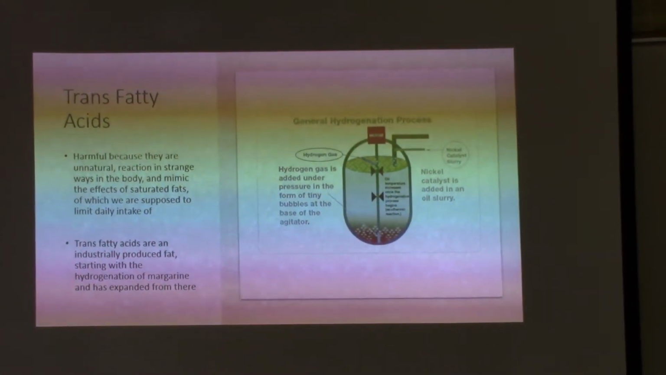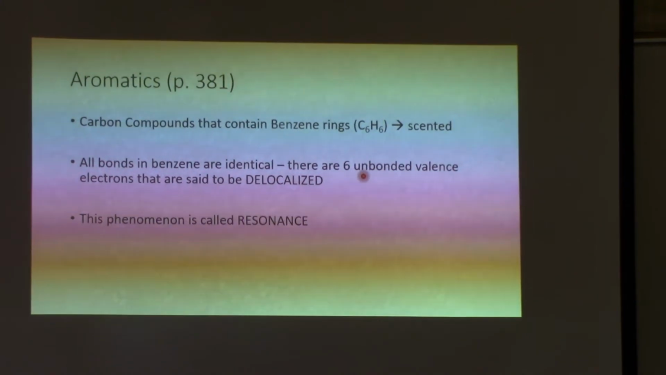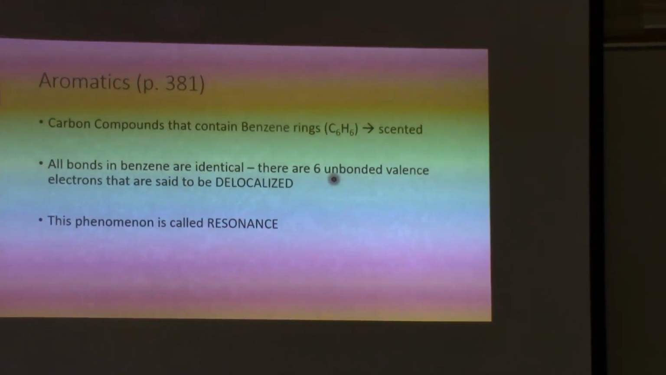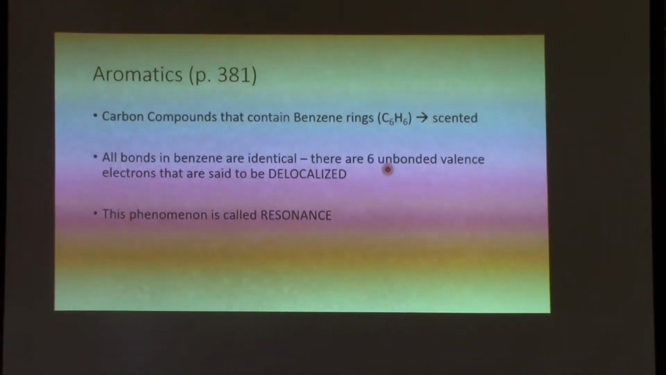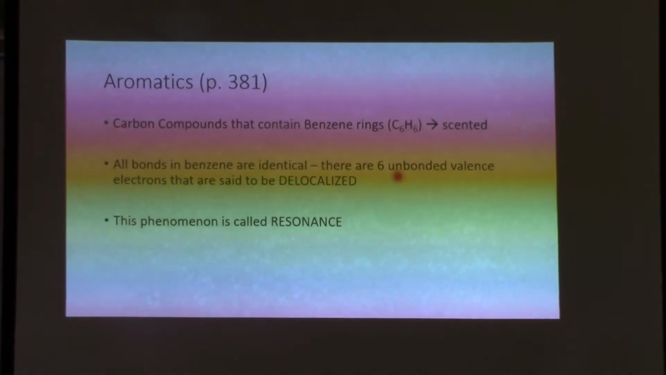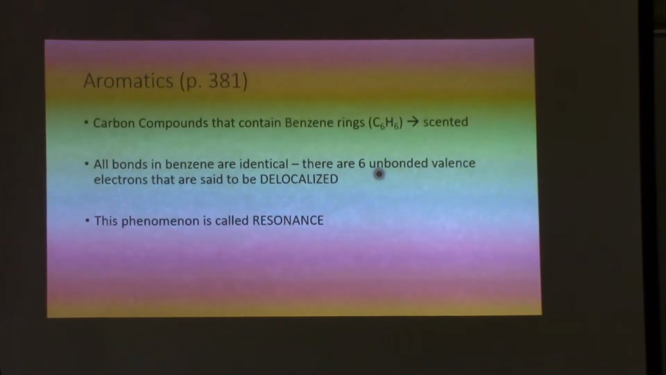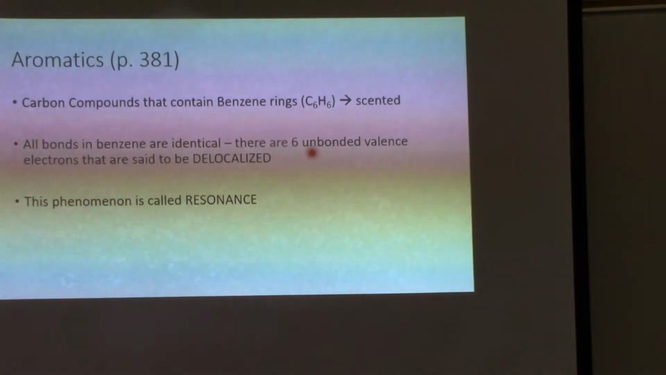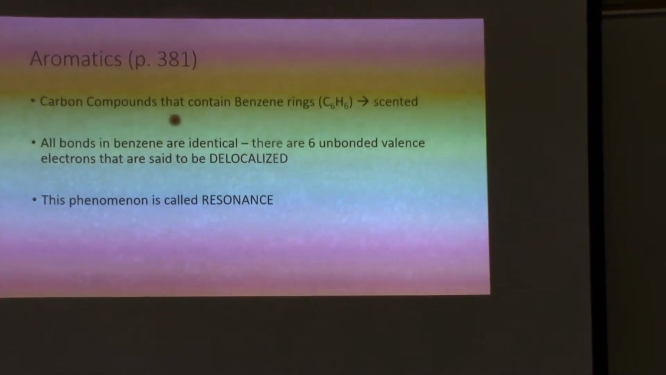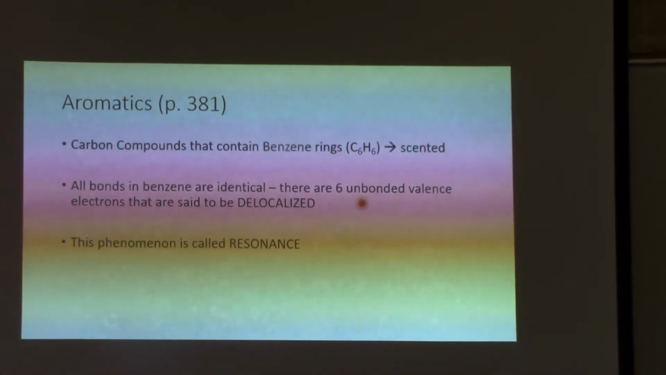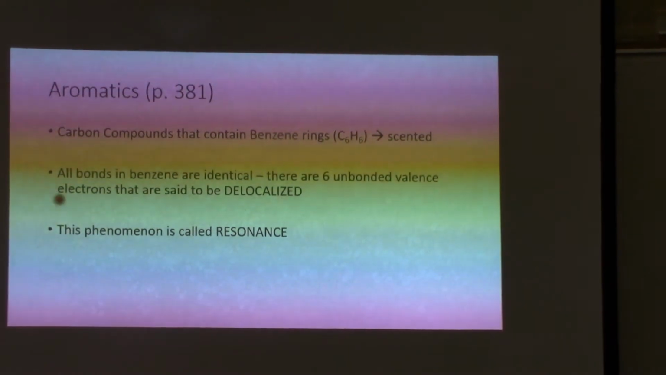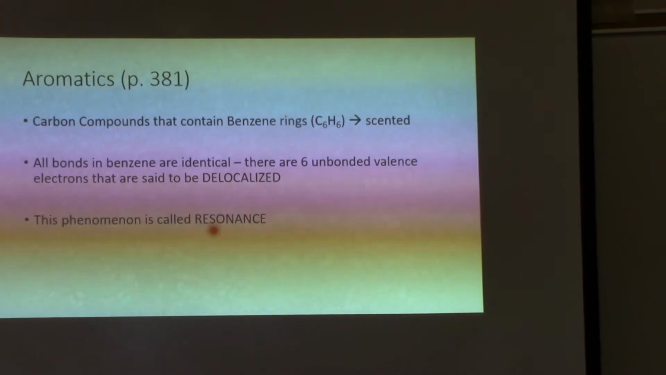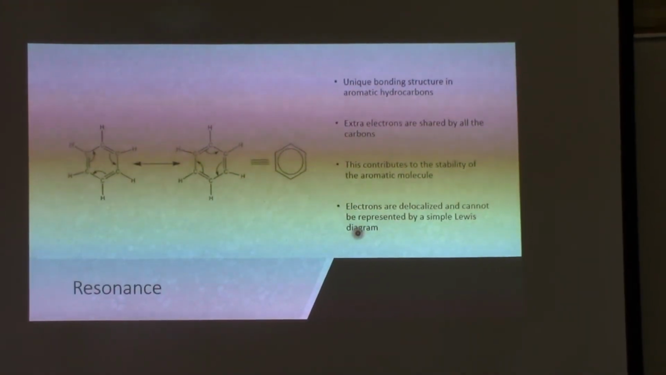Trans versus cis. Those are our main molecules. The next piece I'm going to talk about here is aromatics. So we've been talking about aliphatic hydrocarbons since we started this unit. Aromatics are any compound that contains benzene. Now, benzene is C6H6. I'm going to show you what it looks like. So all bonds in benzene are identical. There's 6 unbonded valence electrons that are said to be delocalized. This is what makes benzene special. And this phenomenon is called resonance, and I'm going to explain that here.